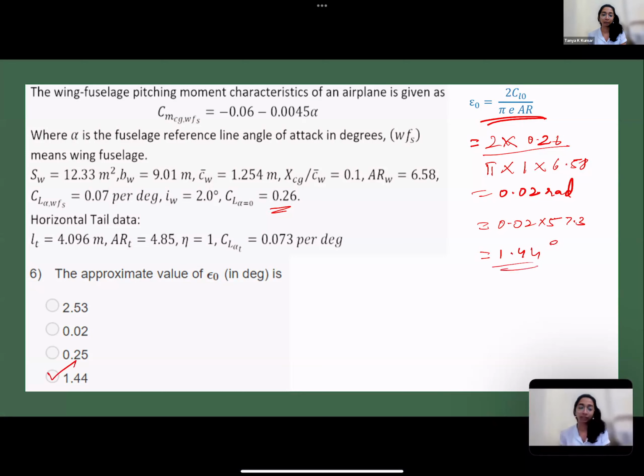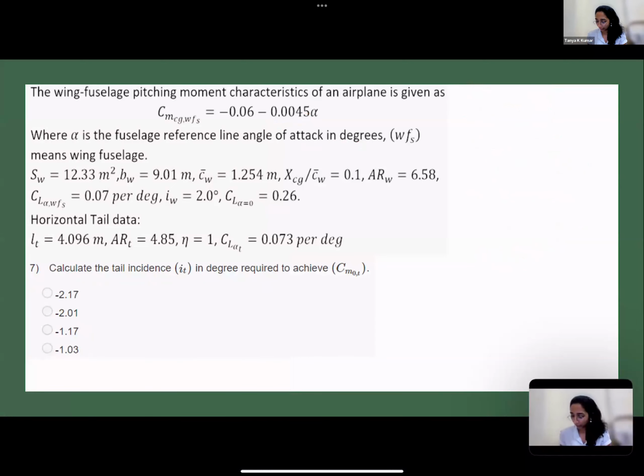Is that clear? Every time such questions are asked, be very careful about the units. All of these formulae are in radians unless explicitly specified. In this question, it is given that the angle of attack is in degrees, so this is per degree. Otherwise, assume radians and proceed. Check what they've asked in the question. Here they've asked for degrees, so you have to multiply by 57.3, that is, 180 by pi, and be careful with the conversion. So it's 1.44. Next, calculate the tail incidence angle in degrees required to achieve the required CM naught tail.